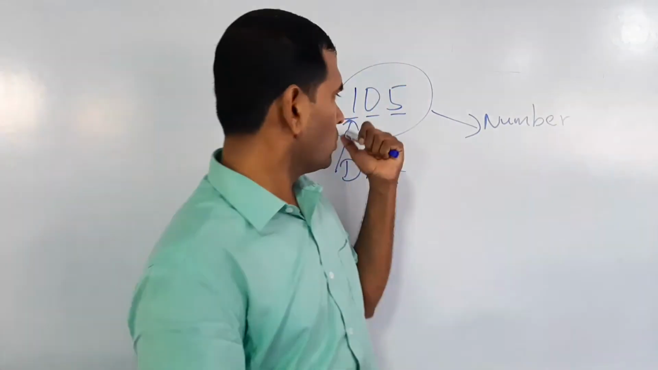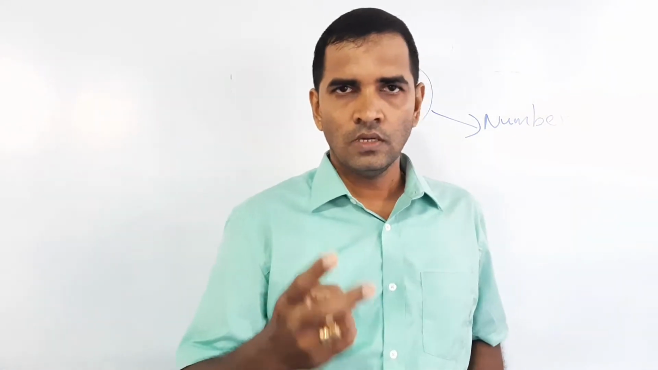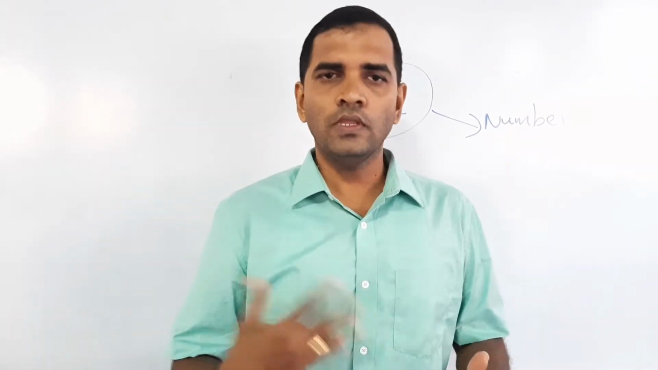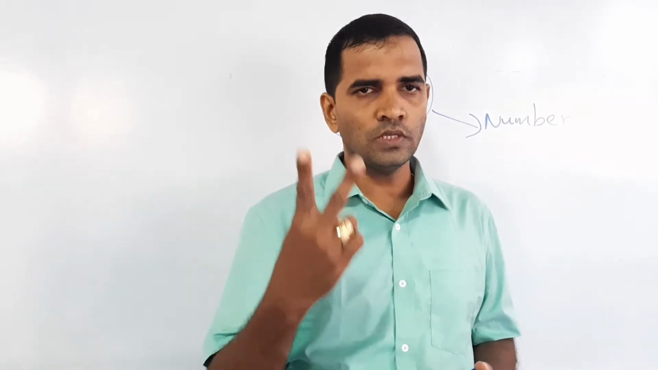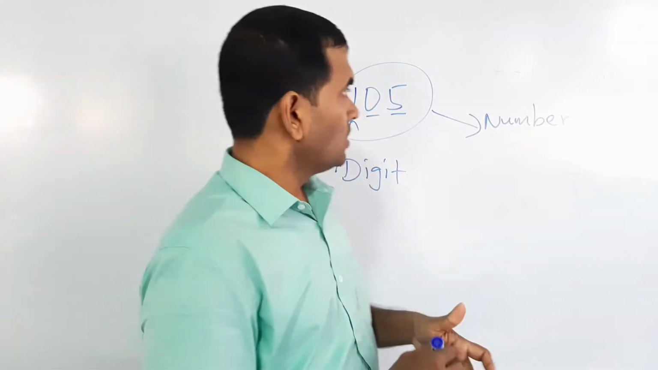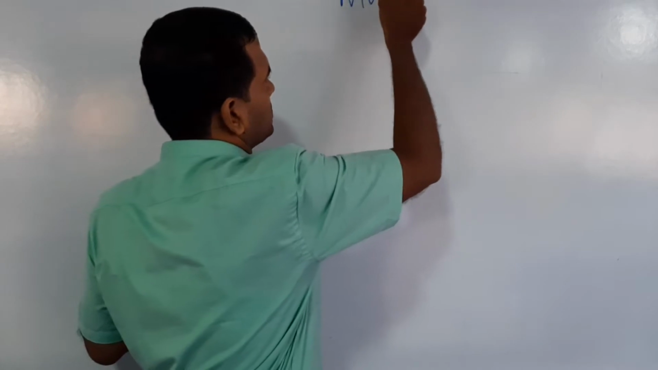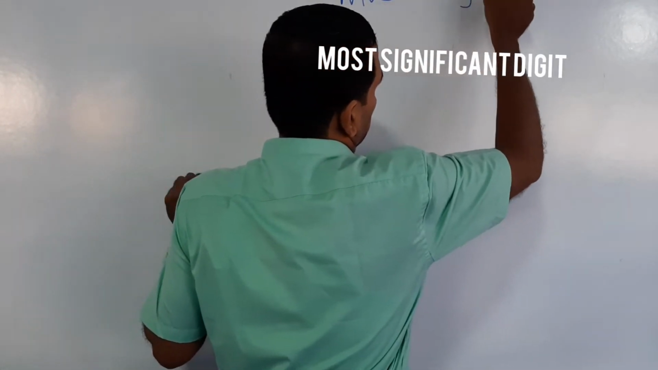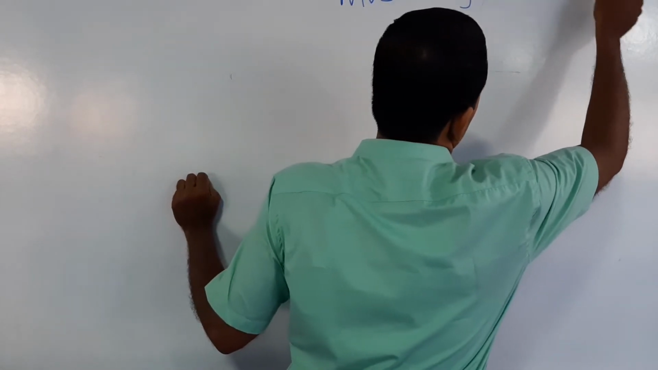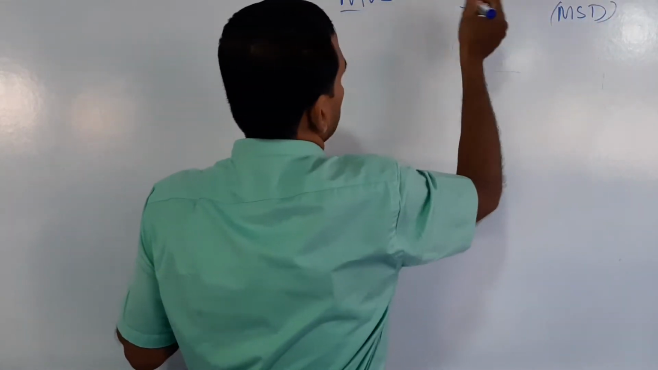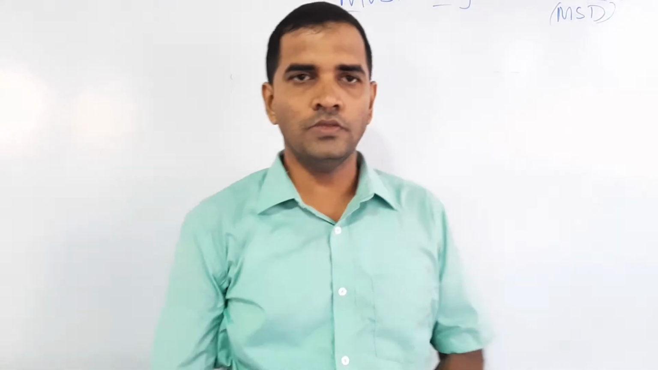All of them are digits, right? But I will take two of them. Here we have three digits, and two of them are a little bit different from the others. I will give some priority to two digits, not all the digits. Let me explain that. We have to introduce two types of digits. The first is called the most significant digit. This is called MSD, which is most significant digit.